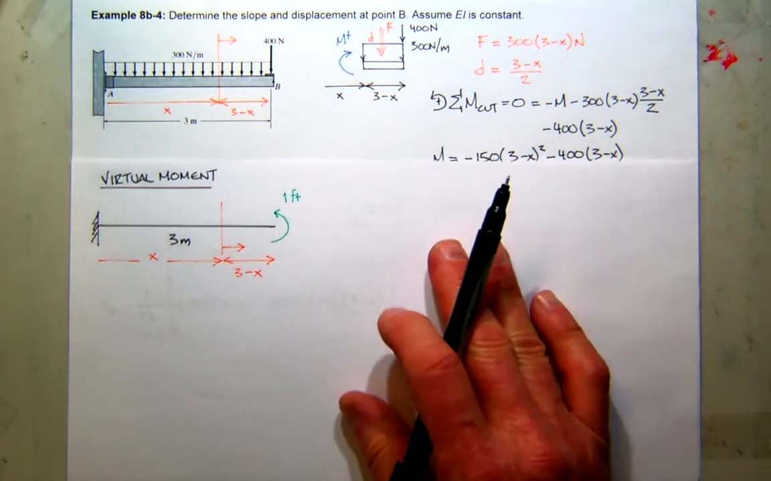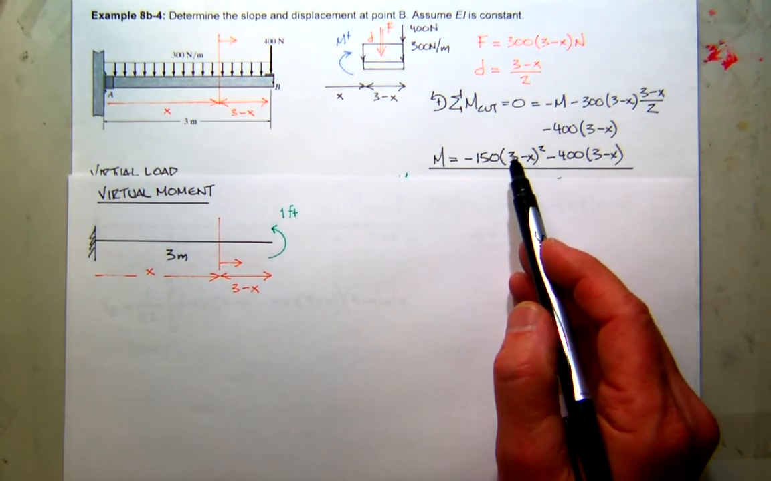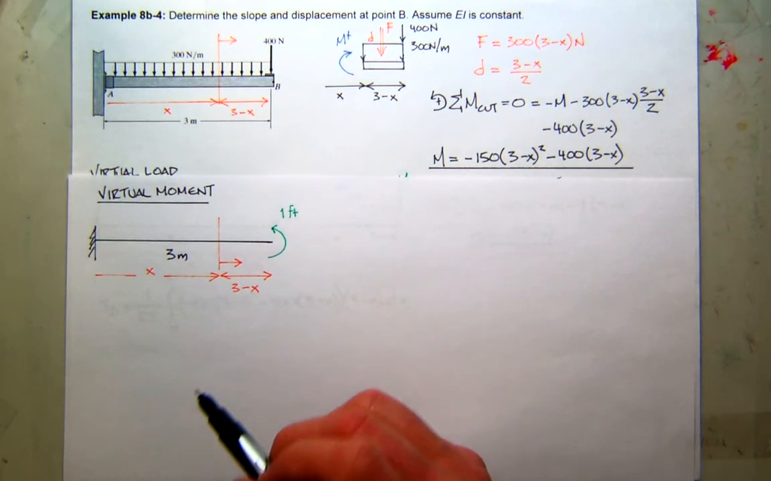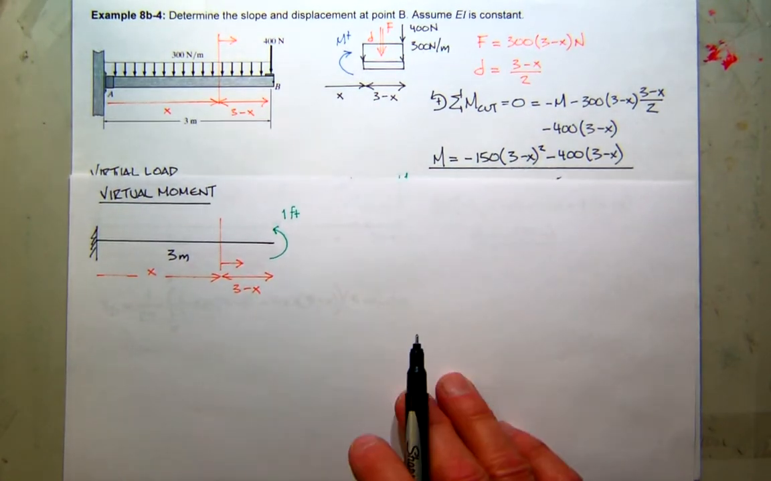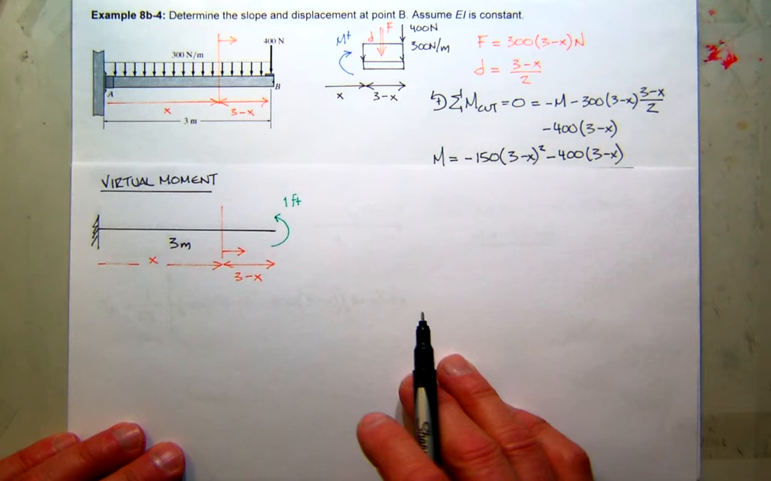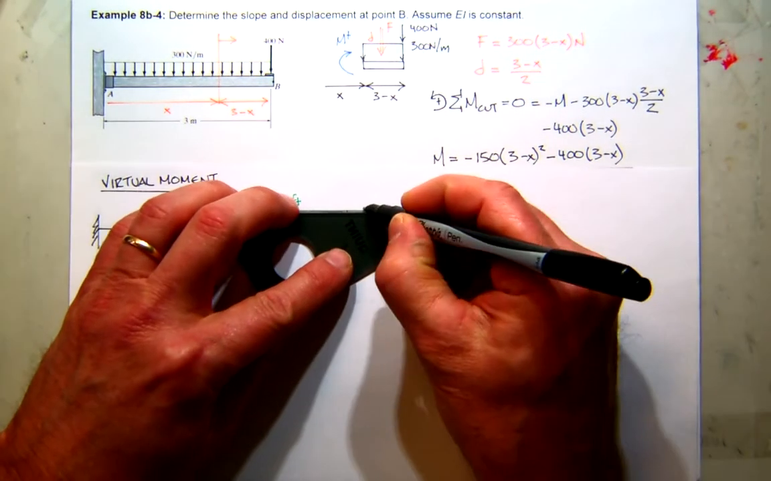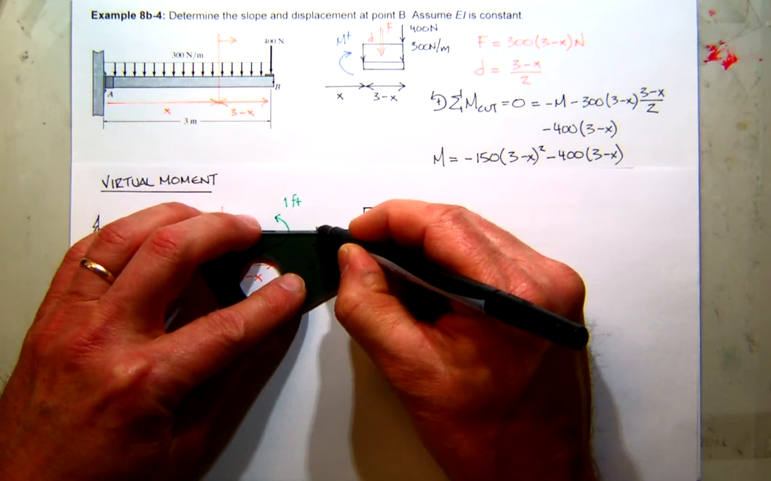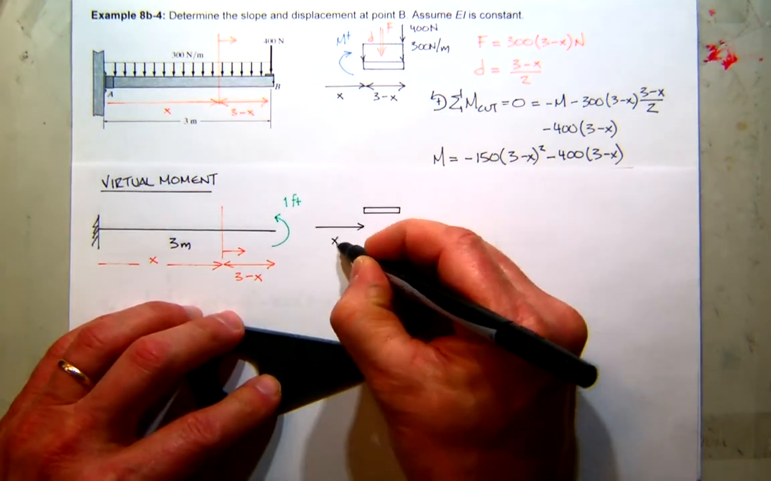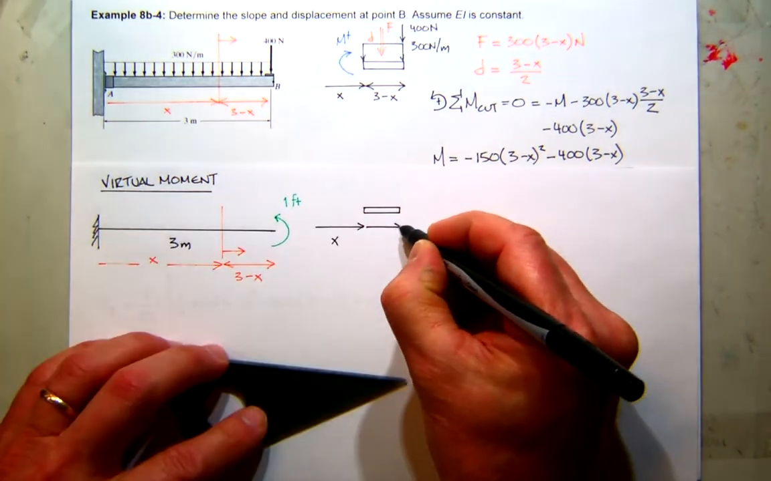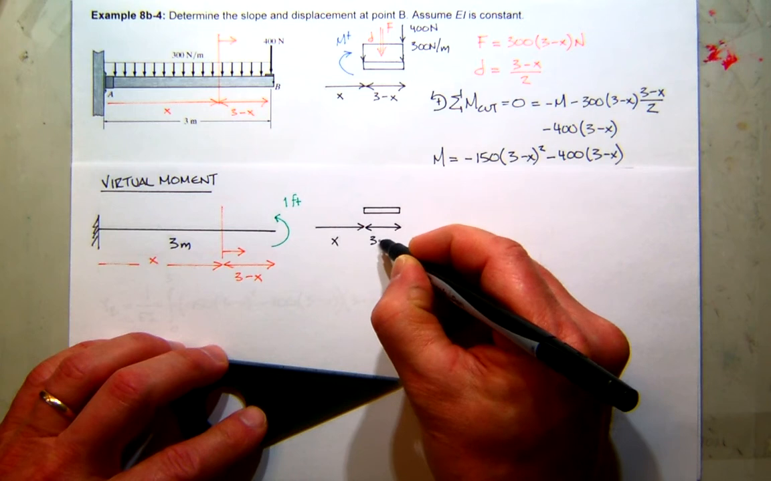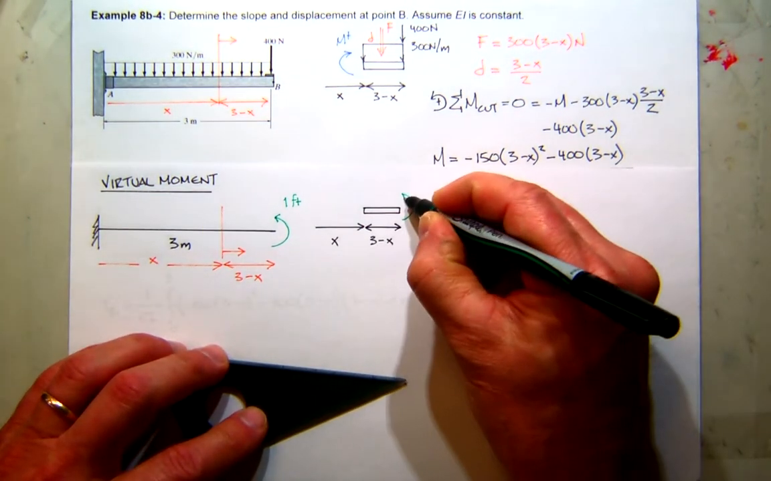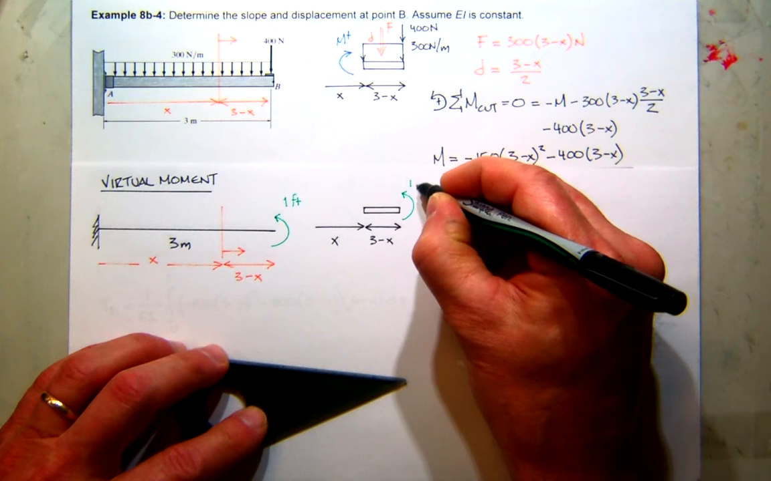So the real moment is unchanged. We're going to use the real moment again, except we're going to multiply it times the virtual moment due to the couple. And that will give us slope. So we'll do the same thing we did before. I'll make a little cut at some distance x. Of course, that little segment is 3 minus x. And what we have on the end is a little couple, a virtual couple.